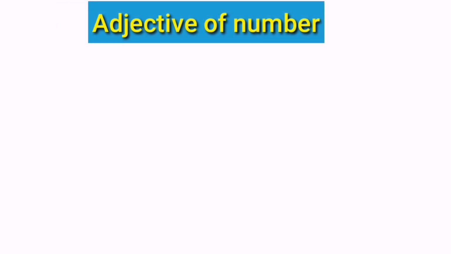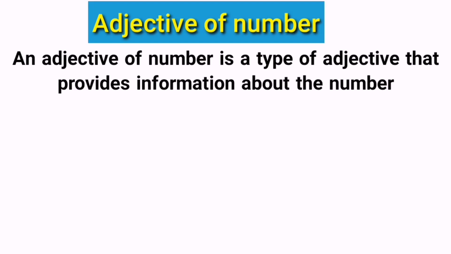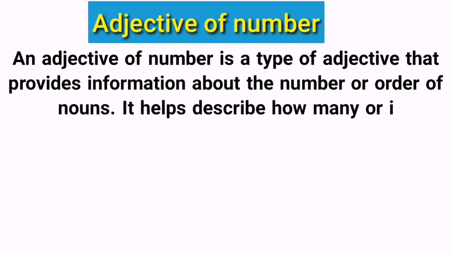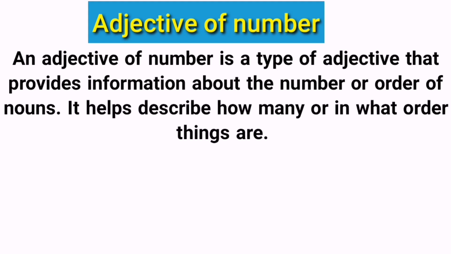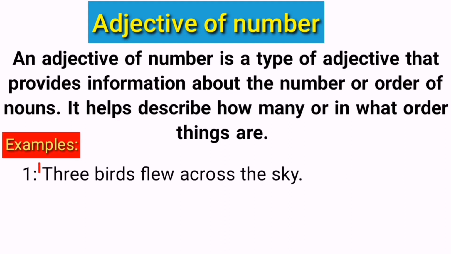Adjective of number. An adjective of number is a type of adjective that provides information about the quantity or order of nouns. It helps describe how many or in what order things are. For example, 3 birds flew across the sky. In this sentence, 3 is the adjective of number. It specifies the quantity of birds, indicating that there were exactly 3 birds flying across the sky.